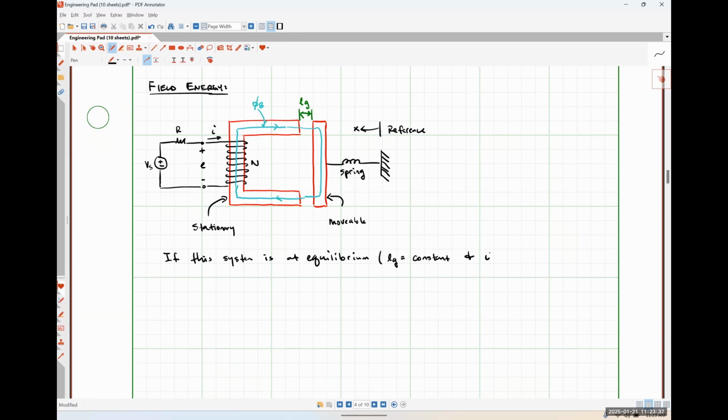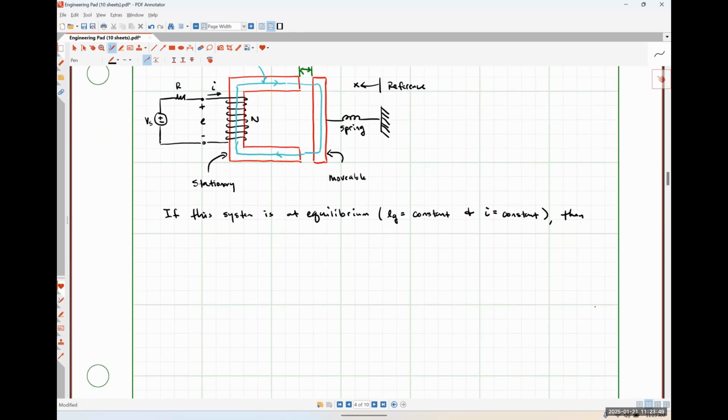We also would need the constraint that our current is constant. So under these conditions, our differential mechanical energy must be zero. There is no movement. We don't have any mechanical energy whatsoever. And thus, our differential electrical energy is the same thing as our differential field energy.